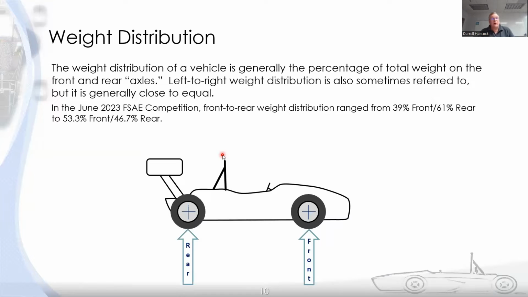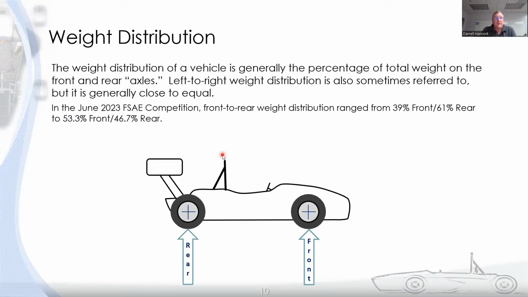Okay, so the next part of weight that we talk about is the weight distribution. And that's what percentage of weight is on the front axle. I put that in quotes because we don't have a solid axle, but on the front wheels versus the rear wheels. You can also talk left to right weight distribution, but it's generally pretty close to equal left to right, and we don't concern ourselves too much with left to right weight distribution. Front to rear, though, is pretty important, something you need to track and be aware of and manage.